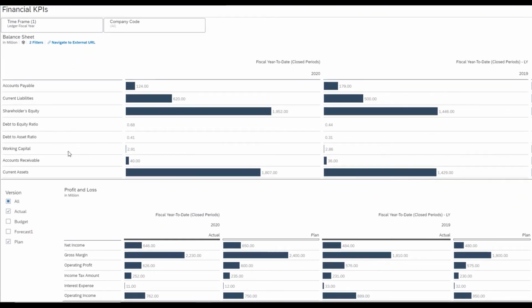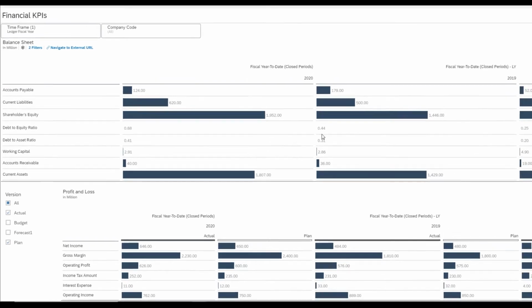Glancing over to the supporting financial KPIs, the company has a wealthy working capital with additional accounts receivable to be collected. Overall, the assets to liabilities ratio is pretty strong.